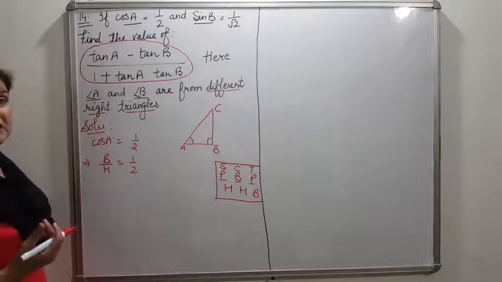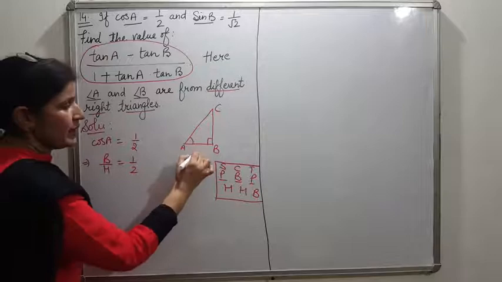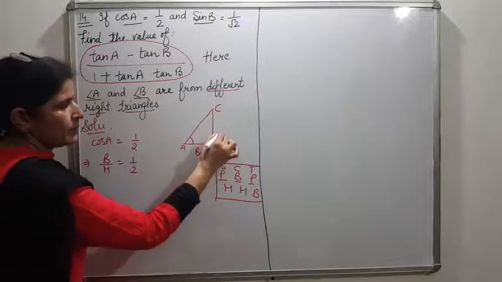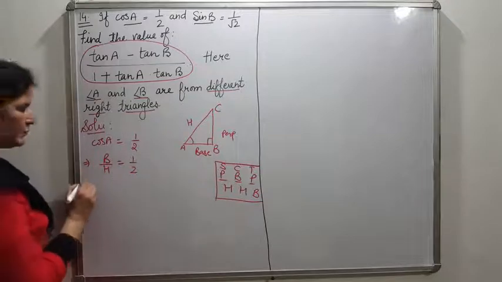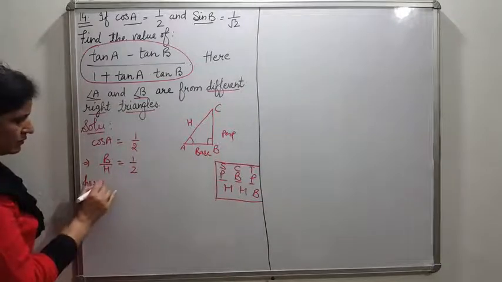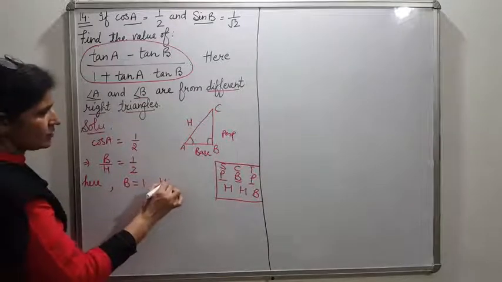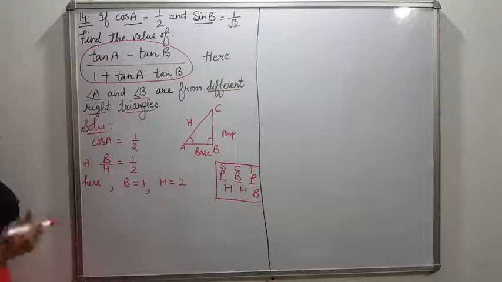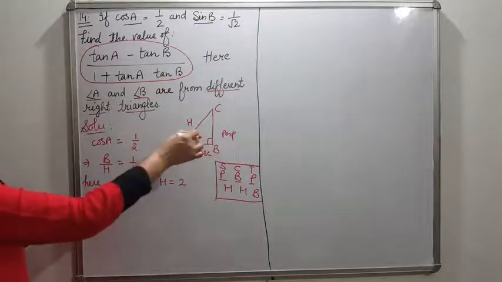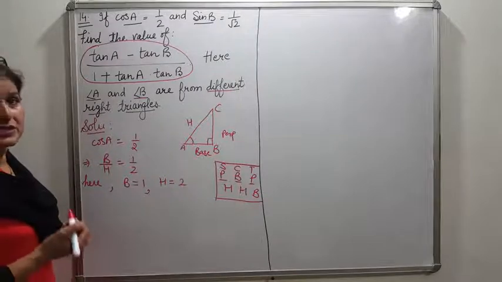Now here which side is base? The side adjacent to the given angle. So this is base, perpendicular and hypotenuse. So here when we compare, base is 1, hypotenuse is 2. What you have to find? We have to find here perpendicular. So what we will use? We have to use Pythagoras theorem.